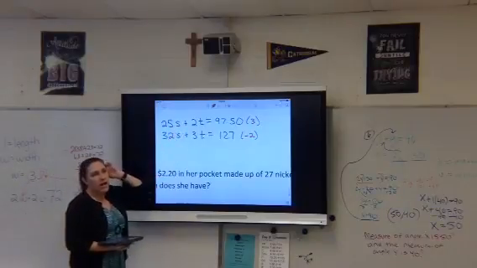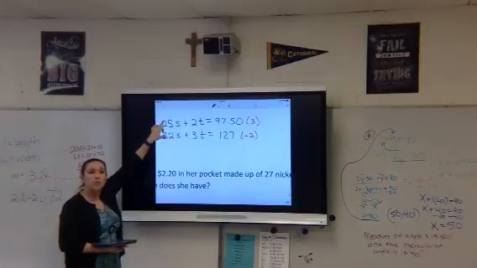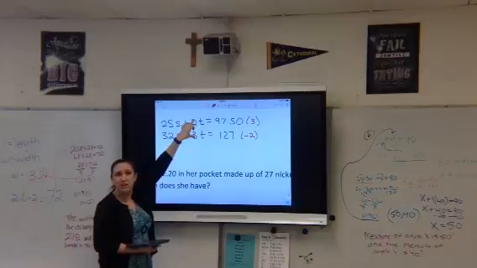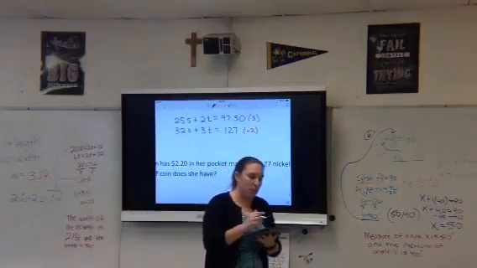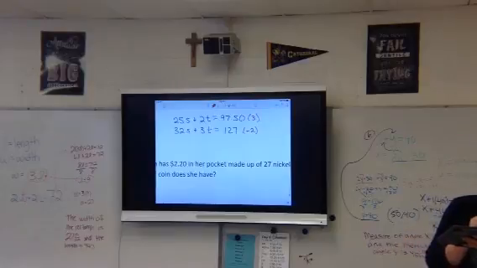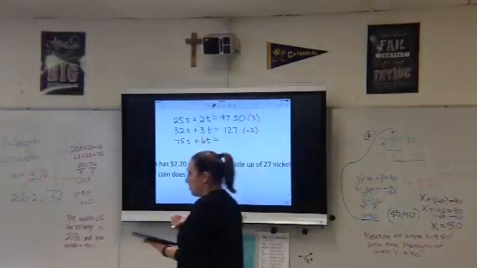Use elimination. And if you are thinking about multiplying by 32 and 25, that works, but why would you want to do it to yourself when you can multiply by 2's and 3's? You see what I'm saying? All right, so be smart about it. If we can multiply by 2's and 3's, let's do that. Okay, so let's multiply the top one by 3. So what's 25 times 3? 75. Good. So 75S plus 2 times 3? 6T. And then 97.50 times 3?